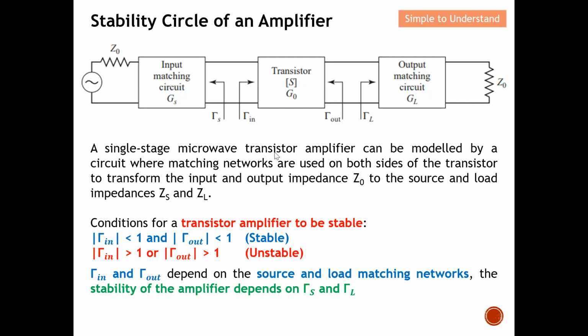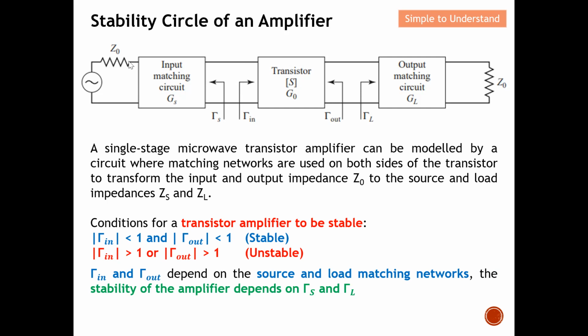A single-stage microwave transistor amplifier can be modeled by a circuit where matching networks are used on both sides of the transistor to transform the input and output impedance Z0 to the source and load impedances ZS and ZL. So basically, this is the microwave transistor. In order to ensure maximum power transfer, we need to have both input and output matching networks. The key objective of these matching networks is to ensure that they are able to transform the input and output impedance Z0.